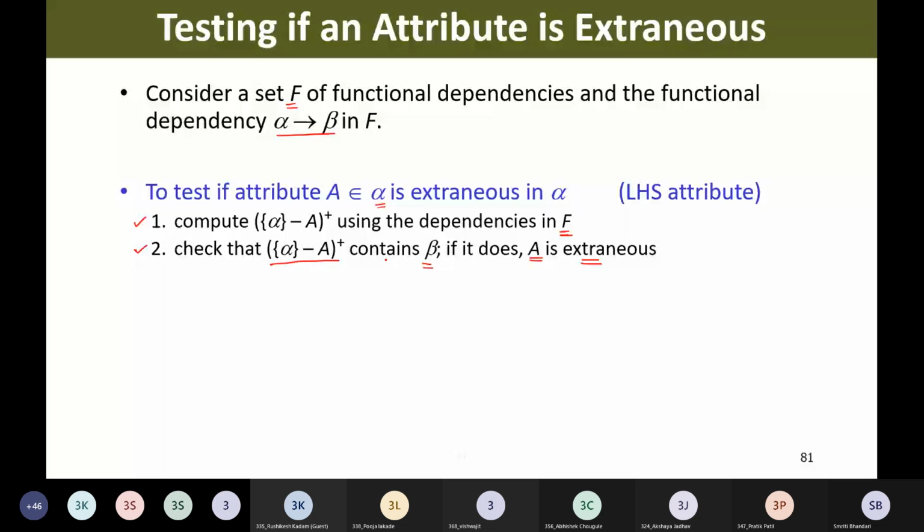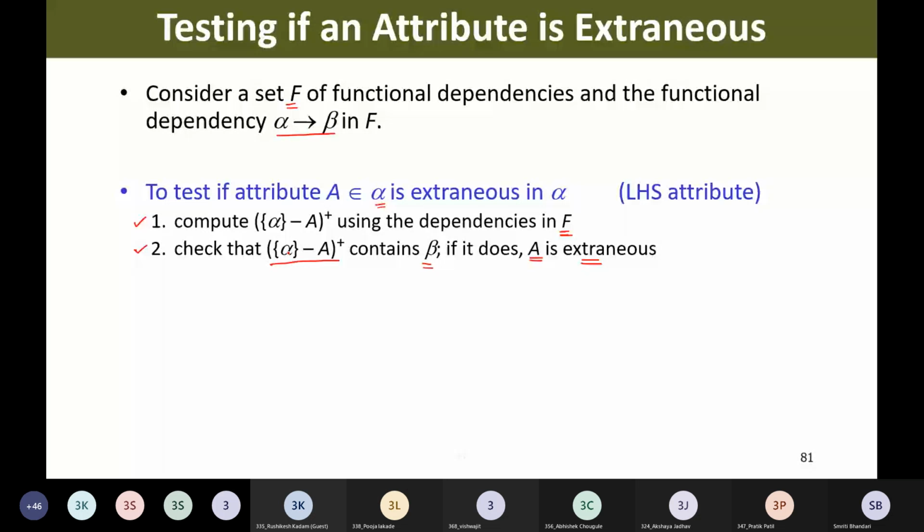And that is why there is no need to have this attribute A that is extra. So we can omit that. So these are the steps to be followed to test if attribute is extra in left hand side. Similarly, we are having the test for right hand side.